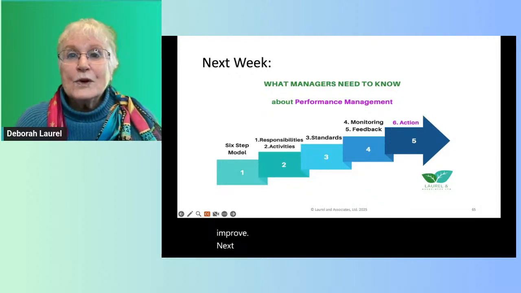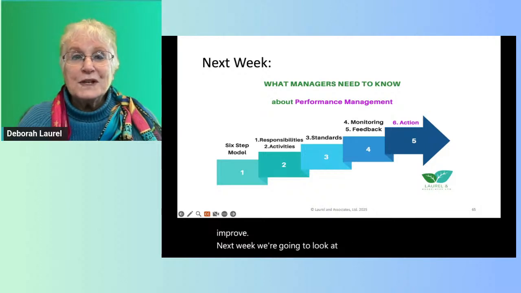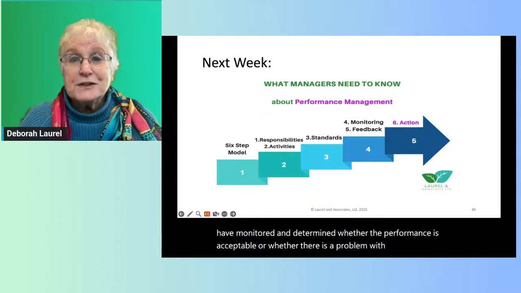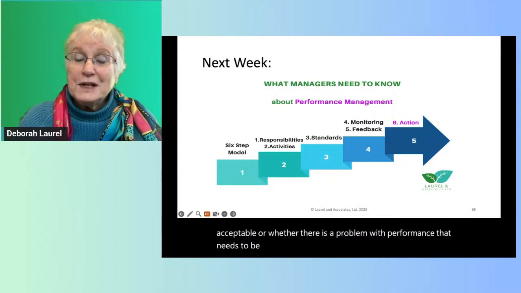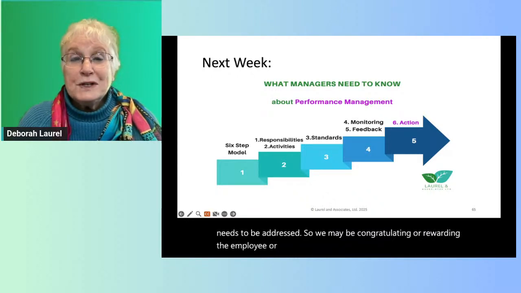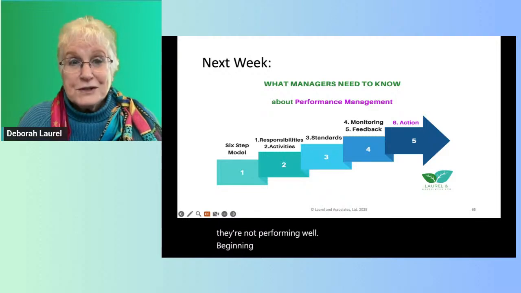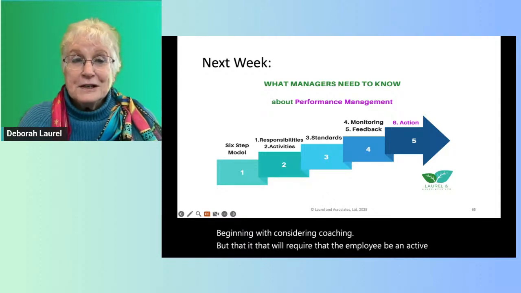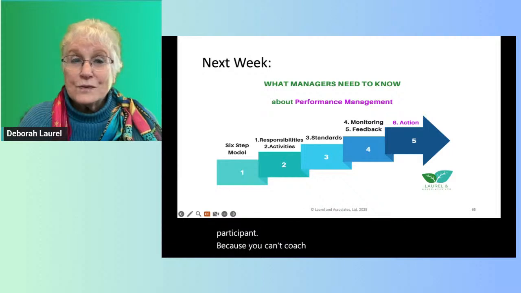Next week, we're going to look at the action that we take once we have monitored and determined whether the performance is acceptable or whether there is a problem with performance that needs to be addressed. So we may be congratulating or rewarding the employee, or we may be doing something very different if they're not performing well, beginning with considering coaching. But that will require that the employee be an active participant, because you can't coach someone who doesn't want to be coached.